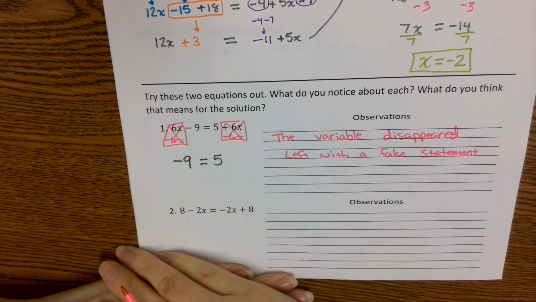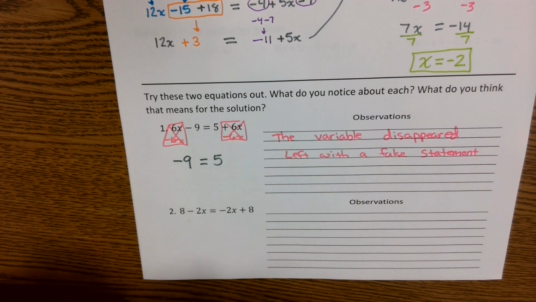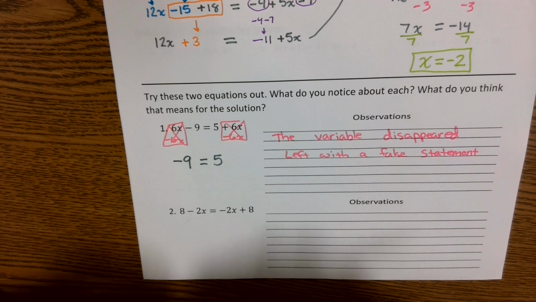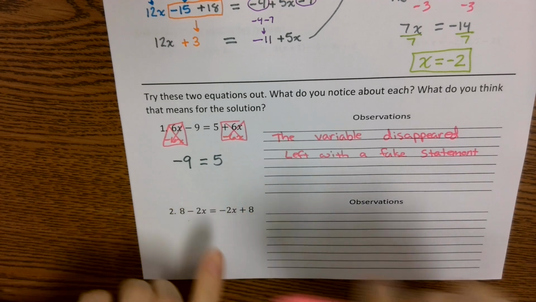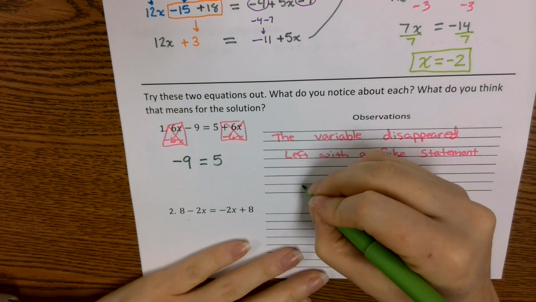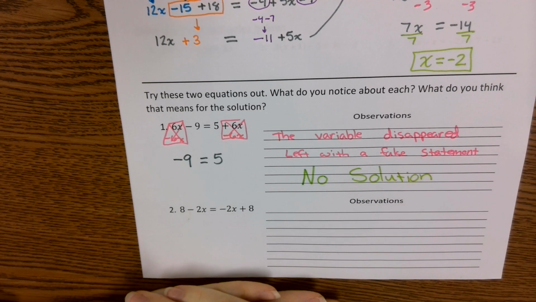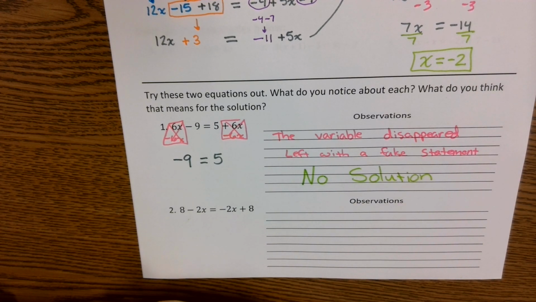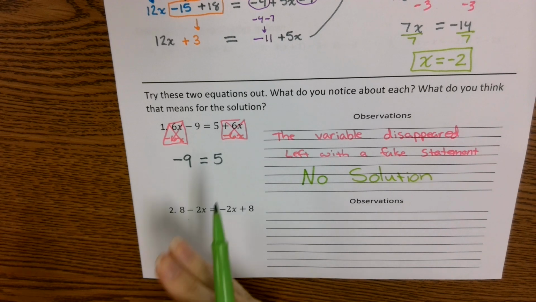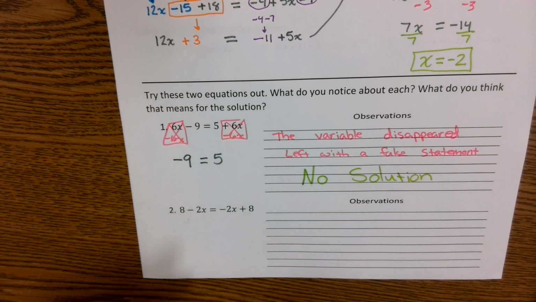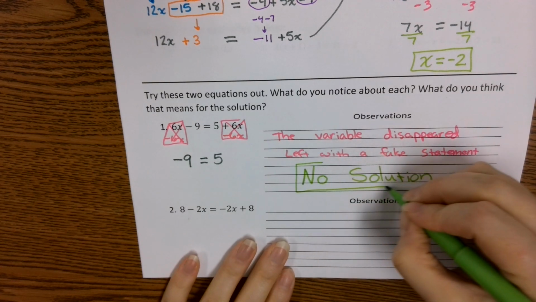Okay. So what do you think that means for the solution? Is there a solution at all? No. There is not a single number that we could plug in for x that would make this statement work. Not a single value of x will exist that will make this statement work. So what we call this is no solution. No matter what value of x you choose, nothing is going to work. You will not be able to get the left side to equate to the right side. So it is a no solution statement.